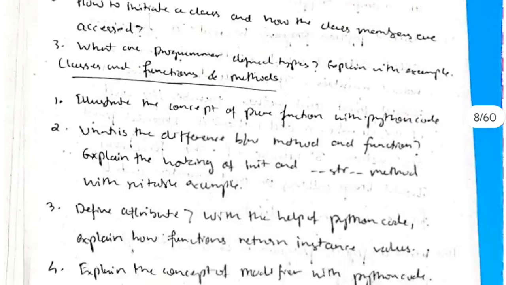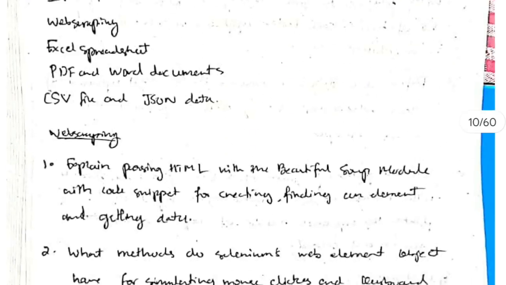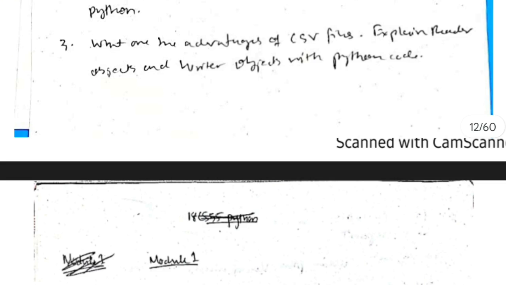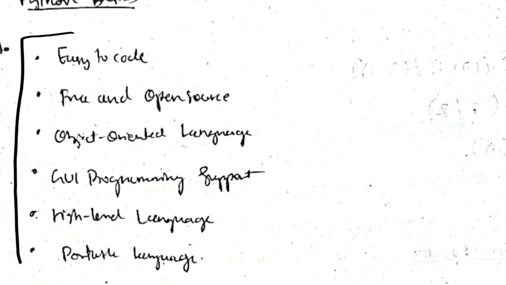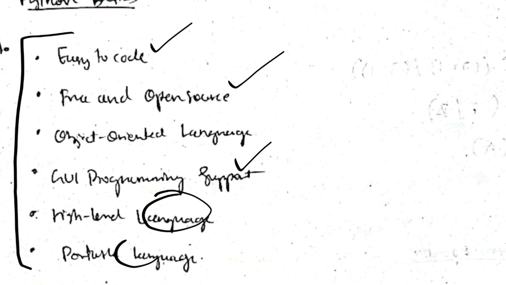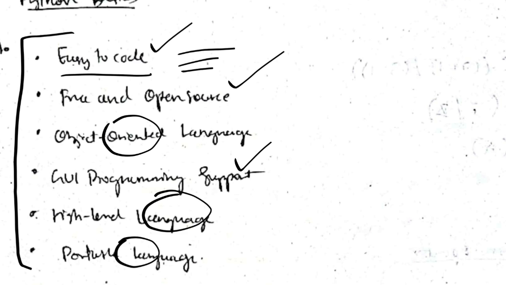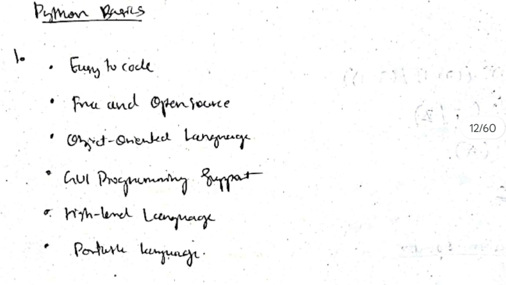So the basic answer is that, see, these are the points which you could easily keep in mind. It's easy to code, free and open source, GUI programming support, high level language, portable, object oriented language. There are many more points. Just write each point and write a few words on that. That was about the first question.